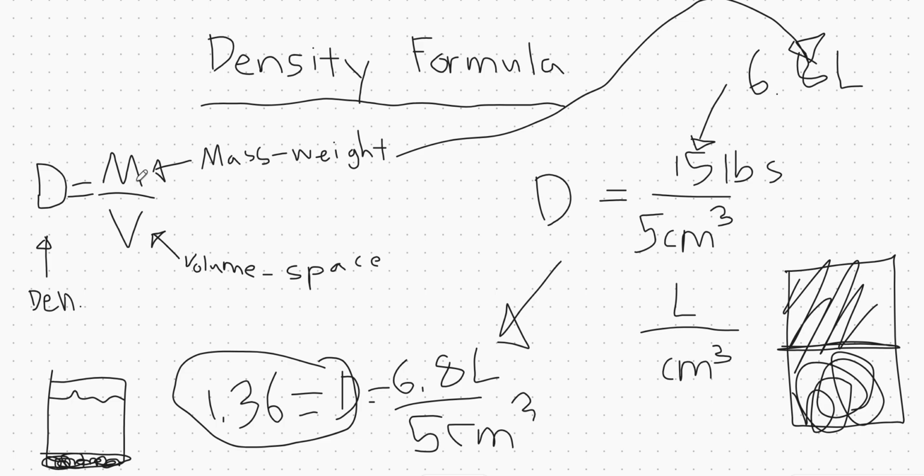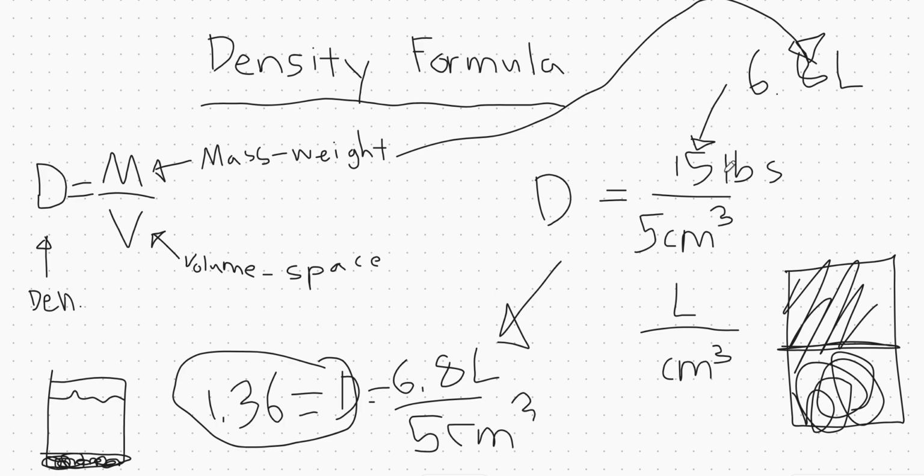M, the mass, is also known as the weight, and V, the volume, is also known as the space. When you divide those two, you come up with the density. We did a short problem. Density is equal to, say, 15 pounds over 5 centimeters cubed, but the rule is that we can only divide by specific units, so we had to manipulate the unit measurement.